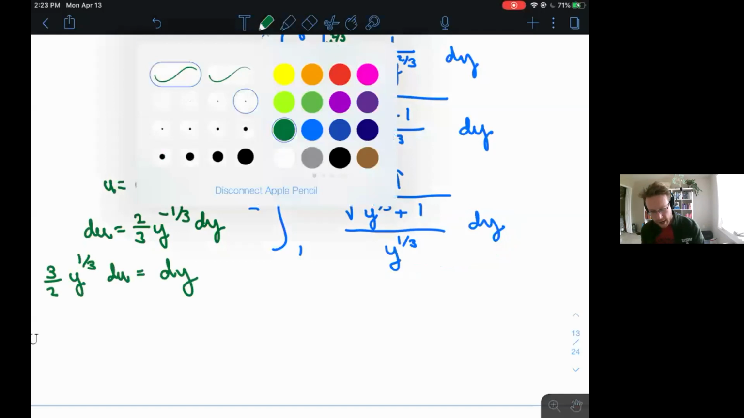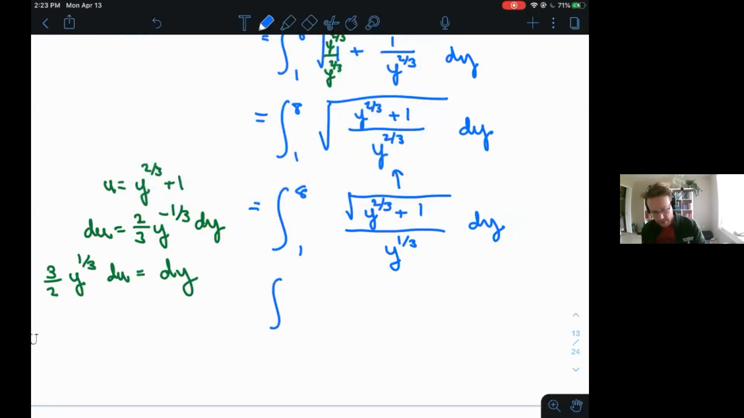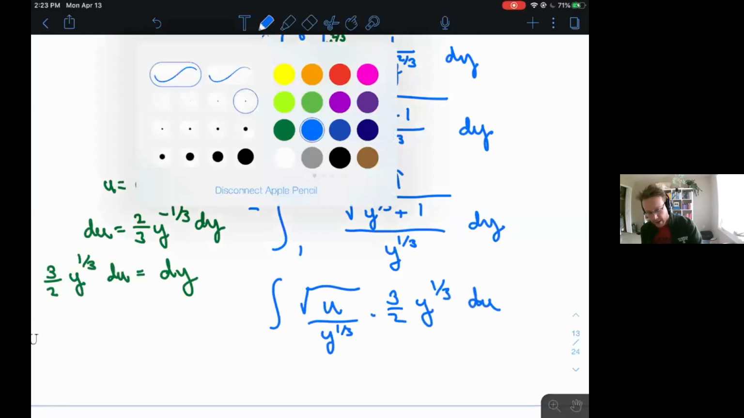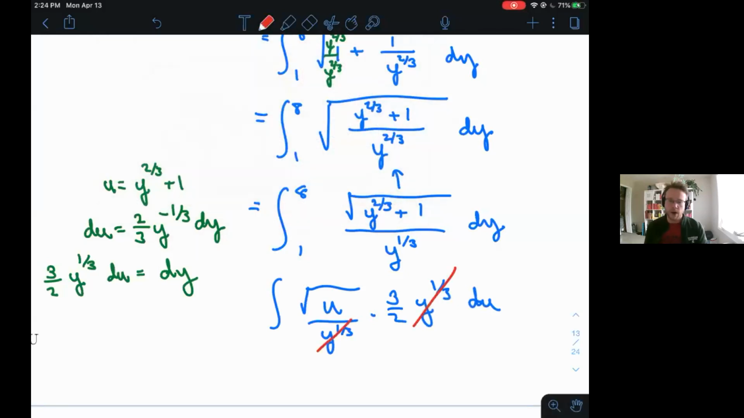Okay, so now I'm going to do the u substitution. Again, temporarily I'll think about this as an indefinite integral. This is going to be root u, and I still have this y to the 1/3 in the bottom. And instead of dy, I'm going to write 3/2, y to the 1/3, and du. And you can see again that the way you know u substitution is working well is if you're successfully able to transfer over all of your y's into u's, or all of your x's, whatever your other variable was, into u's. So now we're just integrating essentially the square root of u again, right?